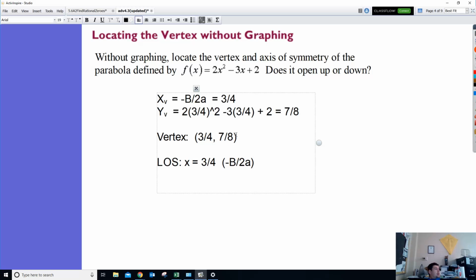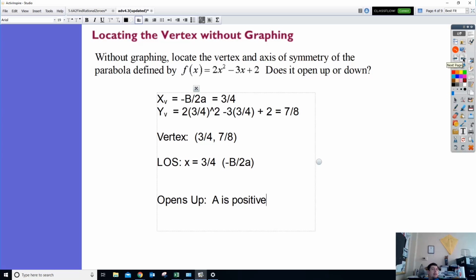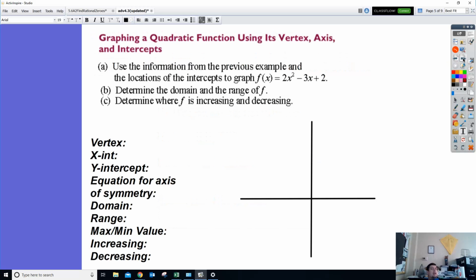The other question here is, does it open up or down? Oh, not everybody knows that. So those of you that know this, how do you know it opens up? A is positive, right? There's an a in front of that x squared, and it's positive. That determines whether you open up or down. Four of nine. The next one's a graphing problem. We're not doing it.